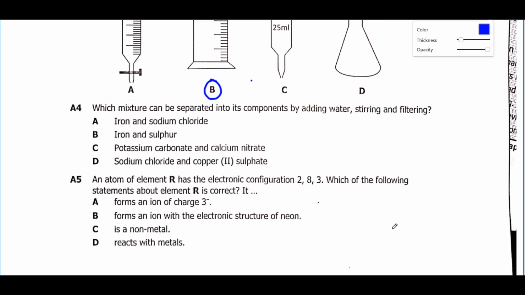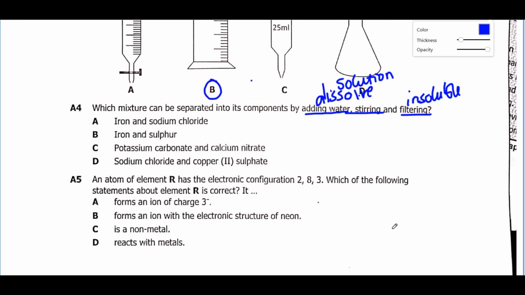Which mixture can be separated into its components by adding water? When we add water and stir, we need to understand that there is a substance that is going to dissolve. After dissolving, this substance will form a solution. Then the second point is filtering. Whenever they mention the word filtering or filtration, we need to know that there will be another substance that is insoluble. Insoluble is a substance that does not dissolve in water.